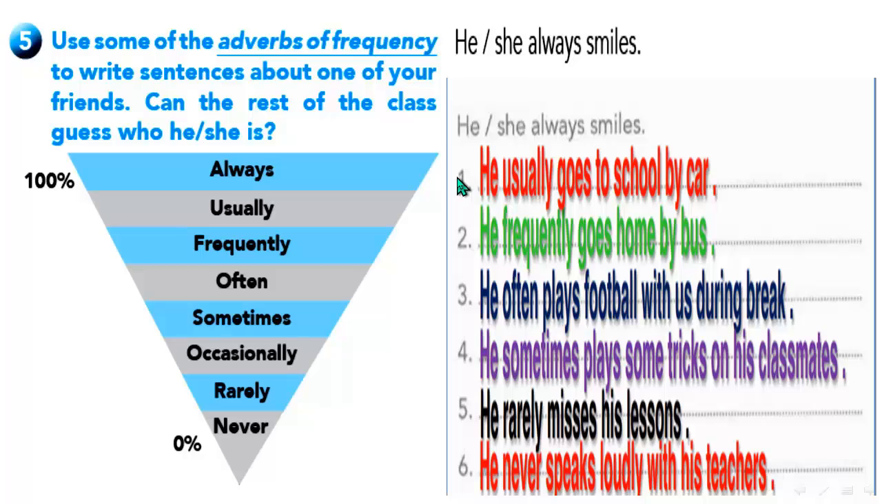These are examples from my own. You can change them and write sentences about your friend as you like. Let's read these sentences. The first one, he usually goes to school by car. Number two, he frequently goes home by bus. Number three, he often plays football with us during break. Number four, he sometimes plays some tricks on his classmates. Number five, he rarely misses his lessons. Number six, he never speaks loudly with his teachers.